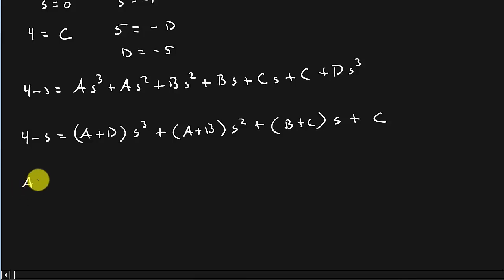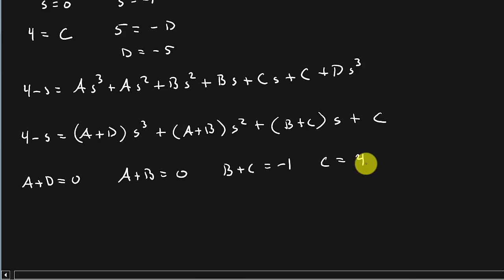So I've got a plus d has to equal 0 because there's no s cubed term. I've got a plus b is equal to 0. There's no s squared term. And then the s term, b plus c, has to equal -1. And then we get c, the constant, has to equal the constant over here, which is 4.